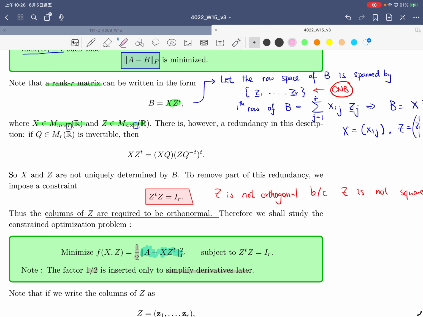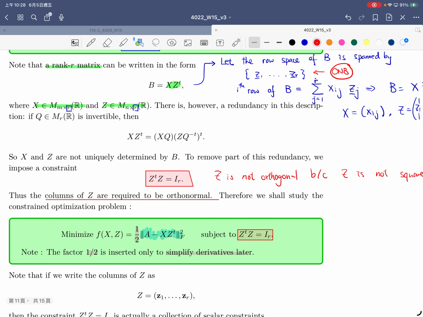But there's a constraint. The condition is that the columns of Z would be orthonormal, or equivalently, Z transpose Z is identity. So this is a constrained optimization problem. We have an objective function, and we try to subject it to some constraint, and this constraint is on the columns of Z.